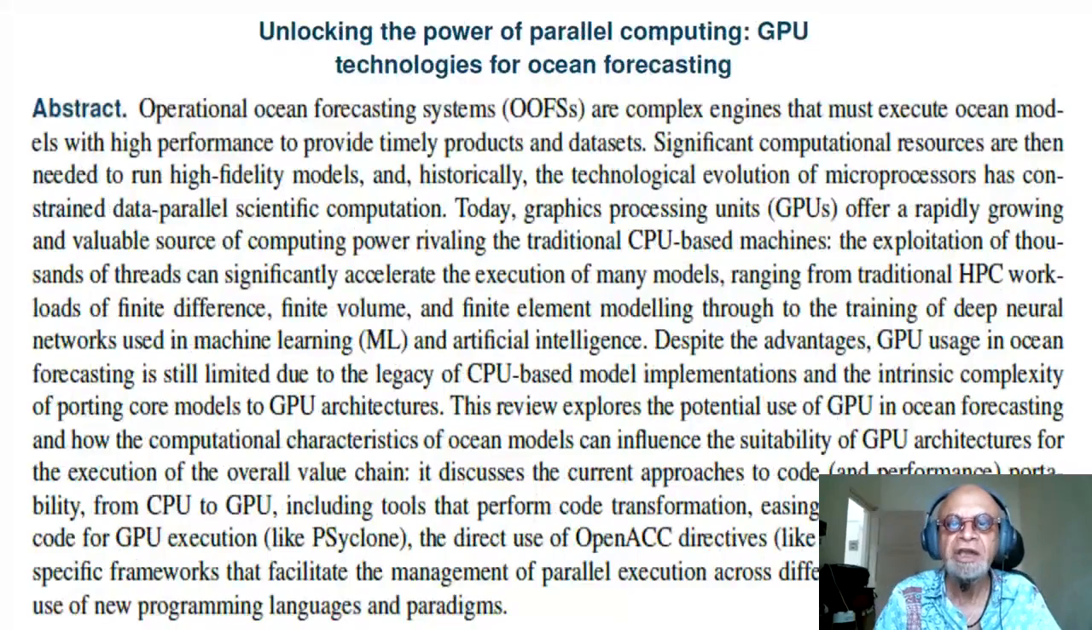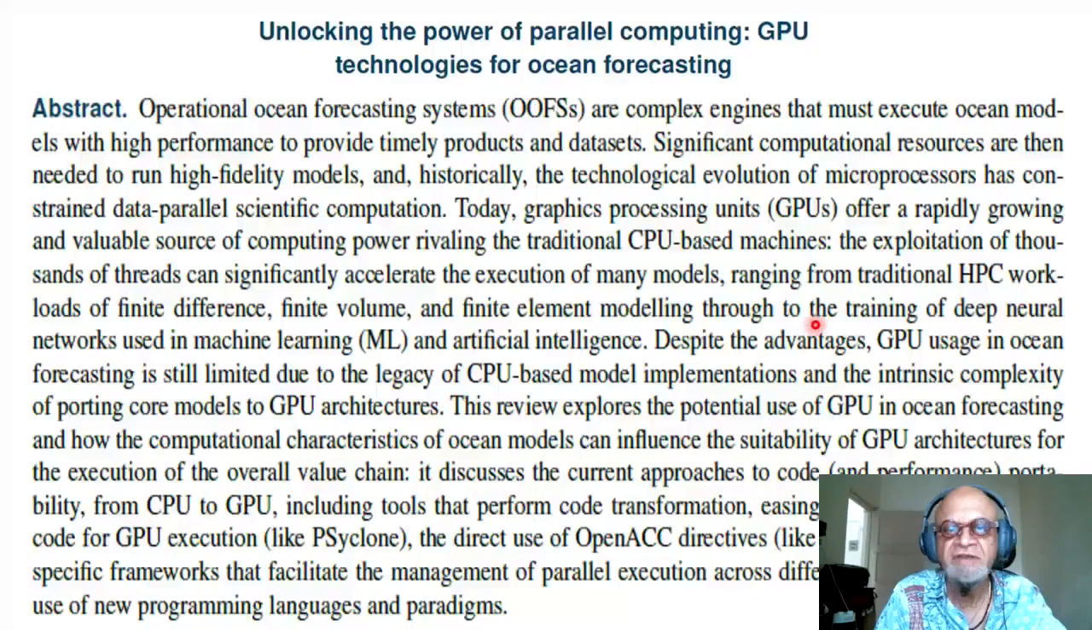Okay, unlocking the power of parallel computing. We mentioned computational costs, obviously, as resolutions of models keep increasing because we want higher and higher resolution local information. The computing demand goes up, so GPU technologies are becoming more and more common, and of course that also can combine with deep neural networks and machine learning and artificial intelligence, etc.